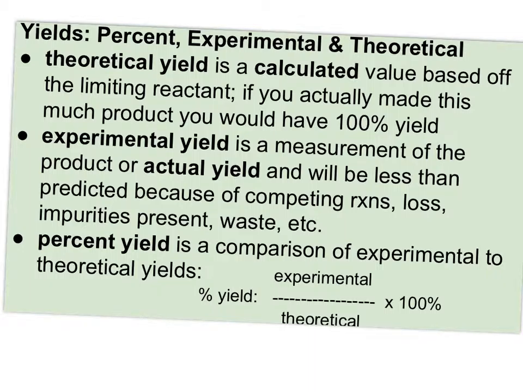And it's going to be less than the predicted because you're always going to have competing reactions, loss when you transfer it, like some sticking to the filter paper, impurities that are going to either inflate it or set up competing reactions, waste. There's all kinds of reasons why it'll be less than what it should be or what you predict. So then the percent yield is a comparison of the experimental and the theoretical yields. So again, it's just like any percentage. You take the part over the whole, or what you got over what you should have got, times 100%, and it should be less than 100%.